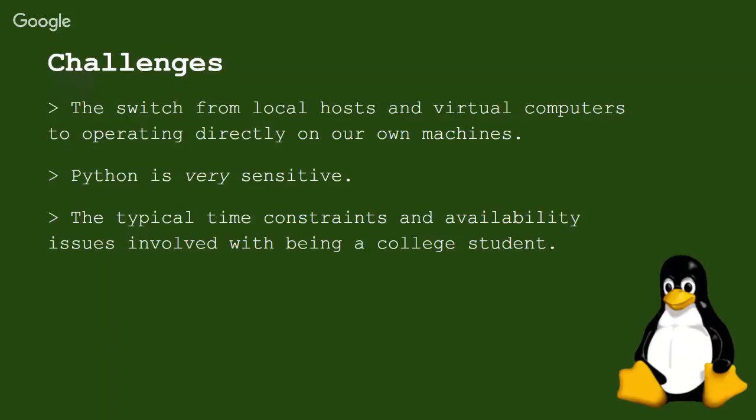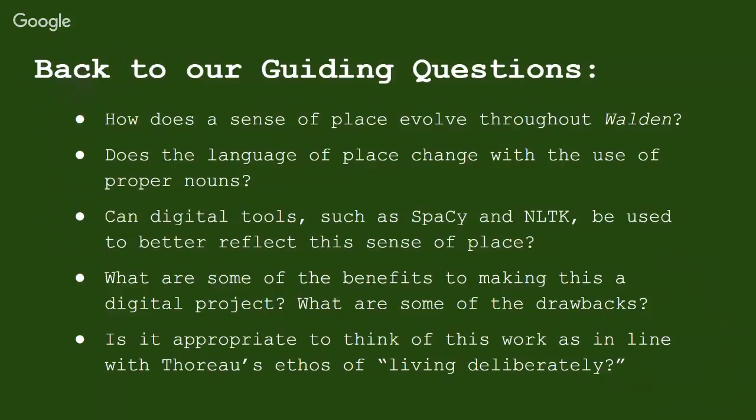So we're gonna go back to the guiding questions, talk about those a little bit. So the sense of place evolving throughout Walden. Sean was talking about how the village is a place where Thoreau moved through, and we can tell this from the list of most commonly used words in the chapters Sean generated with NLTK, which had a lot of locomotive terms that can indicate movement.